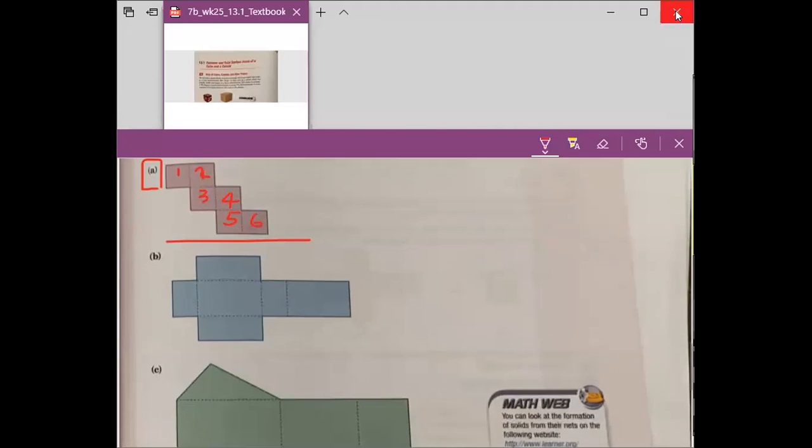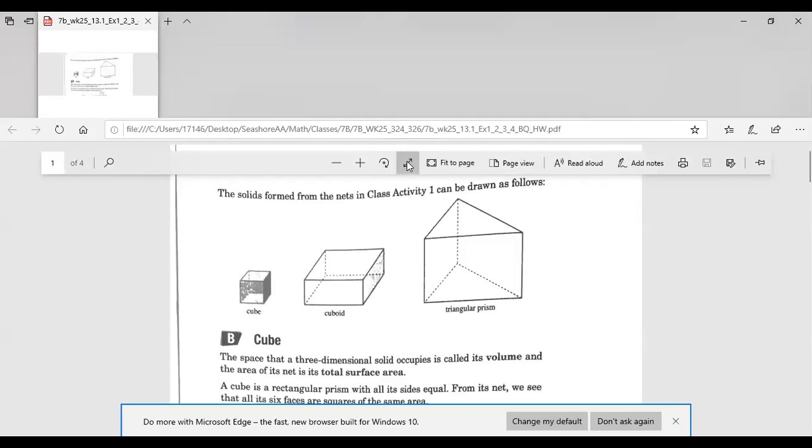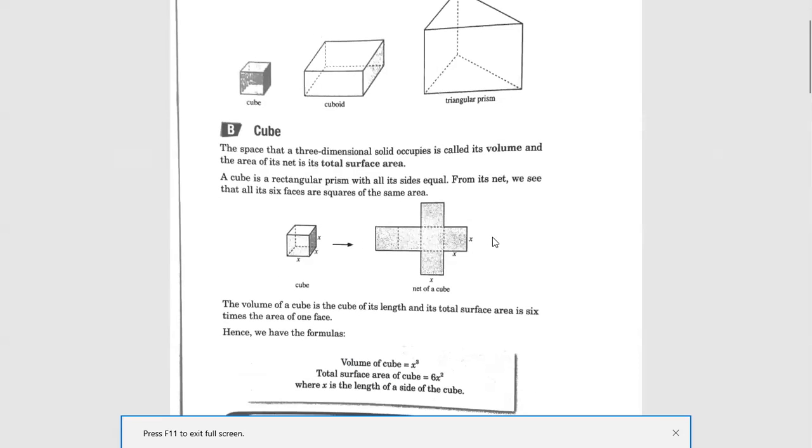Now I'm gonna share a different screen, and you will see the next question. Okay, now can you see this screen? Yeah. Okay, very good.